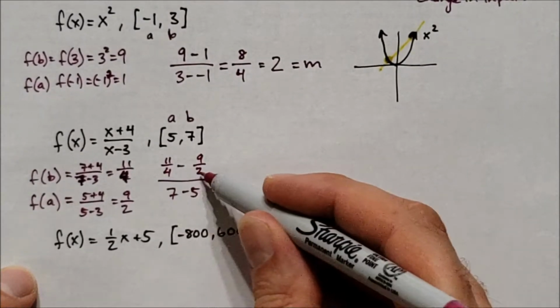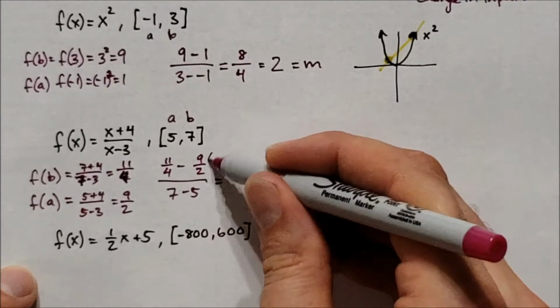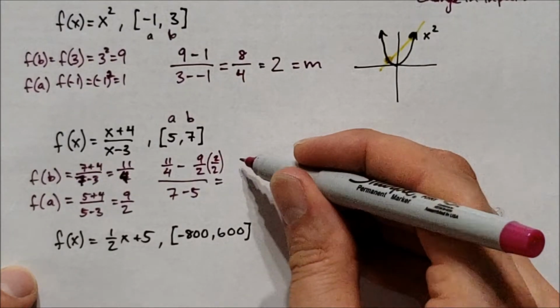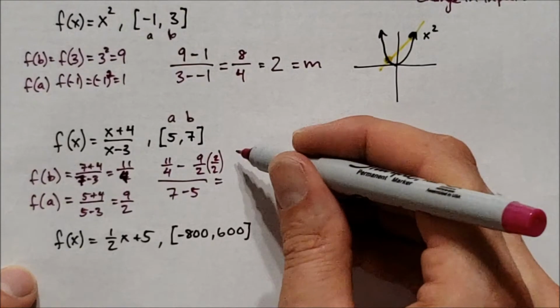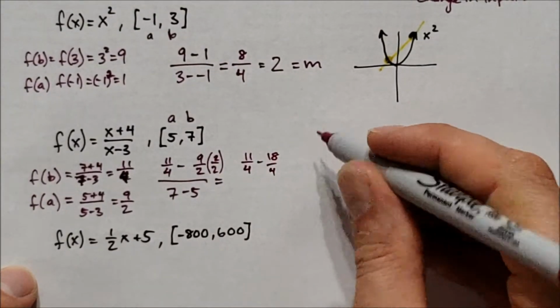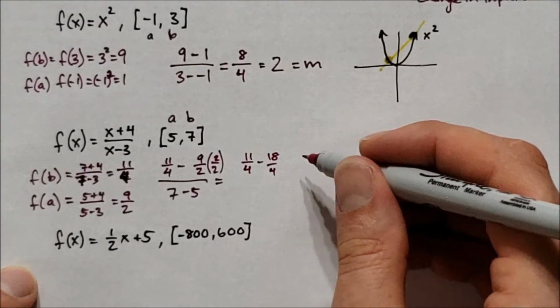We have a denominator of 4, denominator of 2. The common denominator is going to be 4. So we need to multiply this one by 2 over 2 to get a common denominator. So this is 11 minus 18. So 11 fourths minus 18 fourths, 11 minus 18 is negative 7.